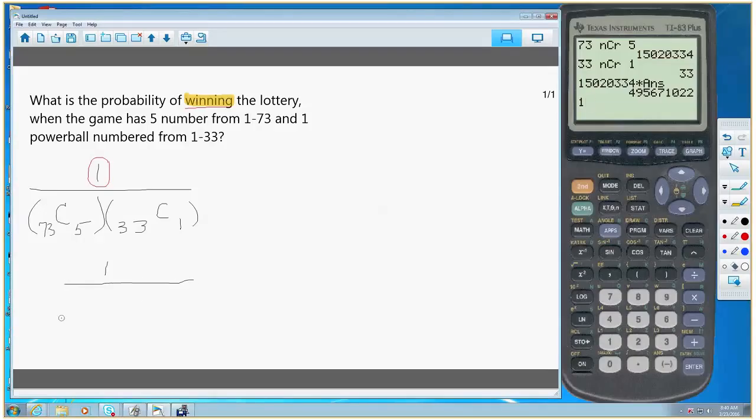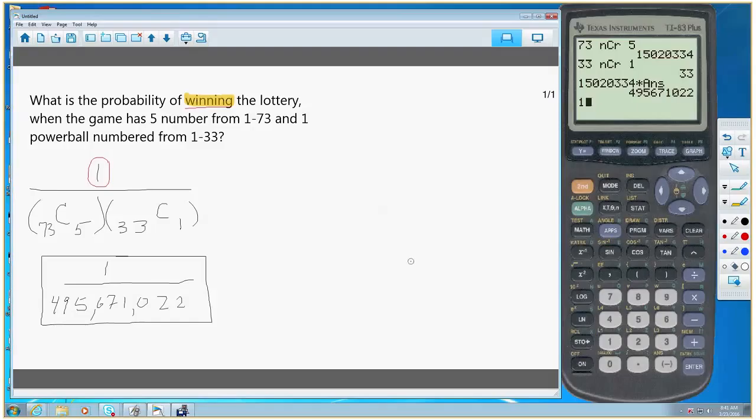1 over 495,671,022. So you have a 1 out of 495 million chance of winning the lottery, which means you got a better chance of having a heart attack than you do at winning the lottery.